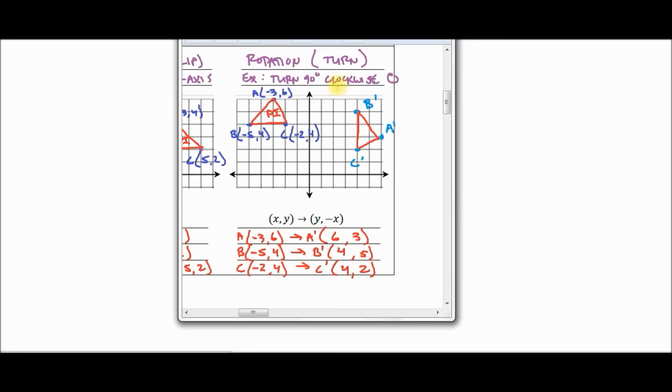Now, of course, we can rotate counterclockwise. We can rotate 180 degrees. And remember one more thing. This is a rotation around the origin. So we're rotating around point 0, 0. There is a review of the 3 transformations we learned last year.